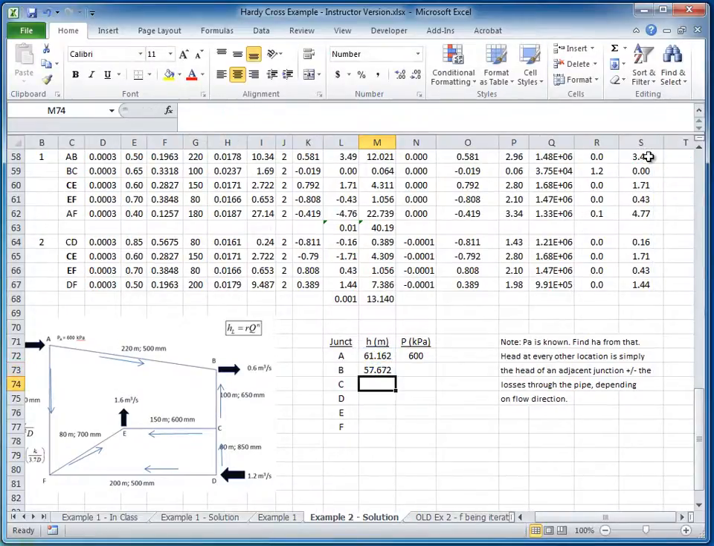Alright, so now that's the amount of head there is at B, and then the pressure will simply be the head times the 9.81 kilonewtons per cubic meter. And that tells me the pressure head at B.